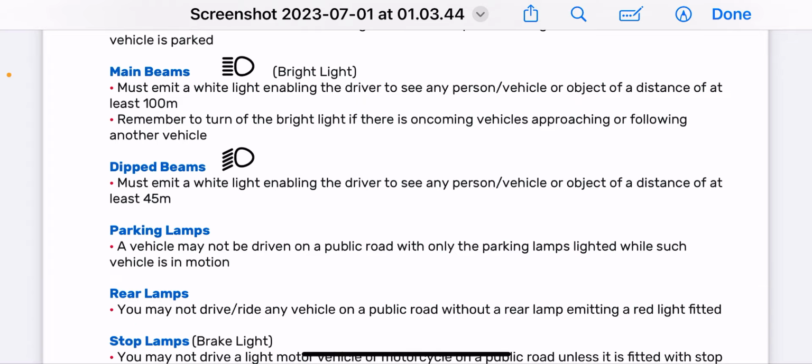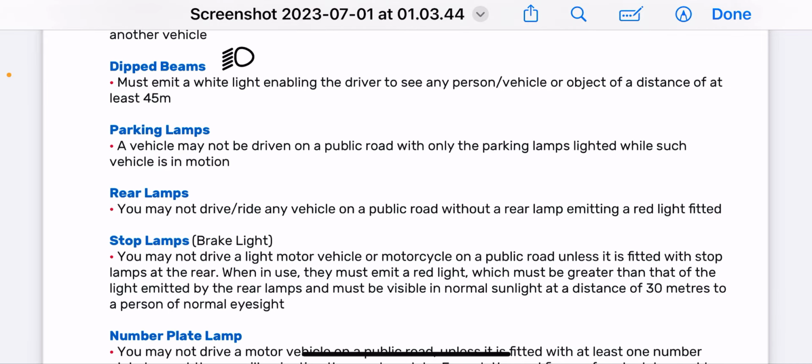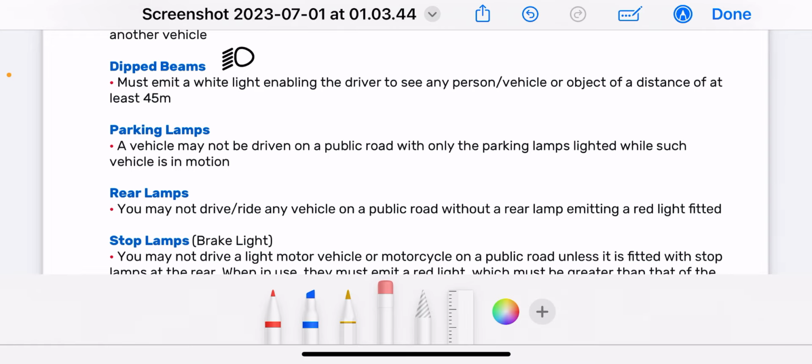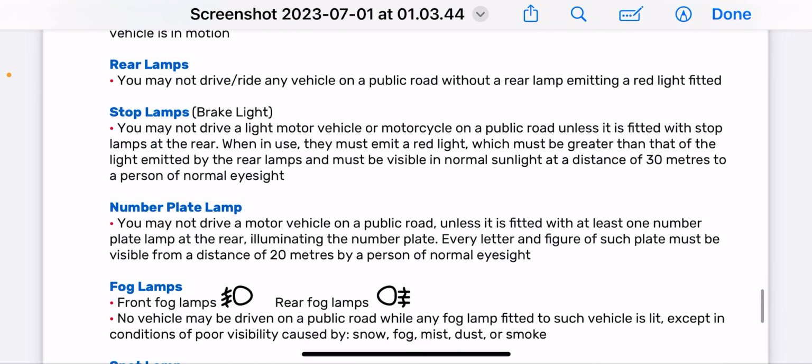And then you have dipped beams. Dipped beams must emit a white light, enabling the driver to see any person or vehicle or object at a distance of at least 45 meters. So when you dip your light, you should see at least 45 meters ahead. And then parking lamps: a vehicle may not be driven on a public road with only the parking lamps lit while such vehicle is in motion.